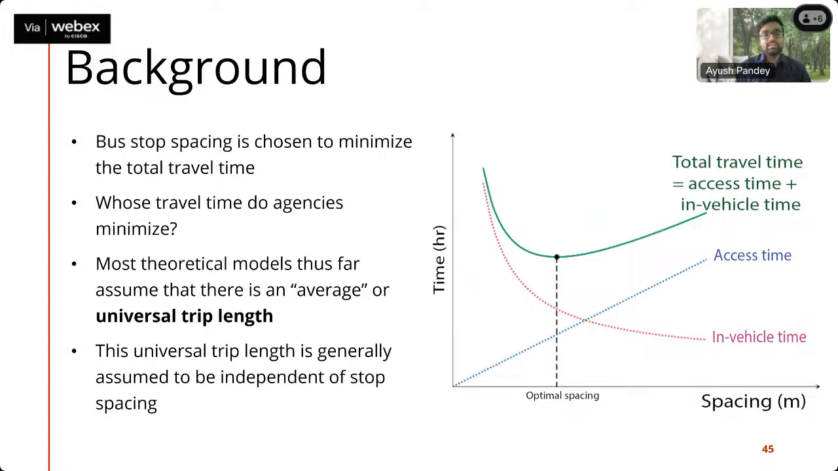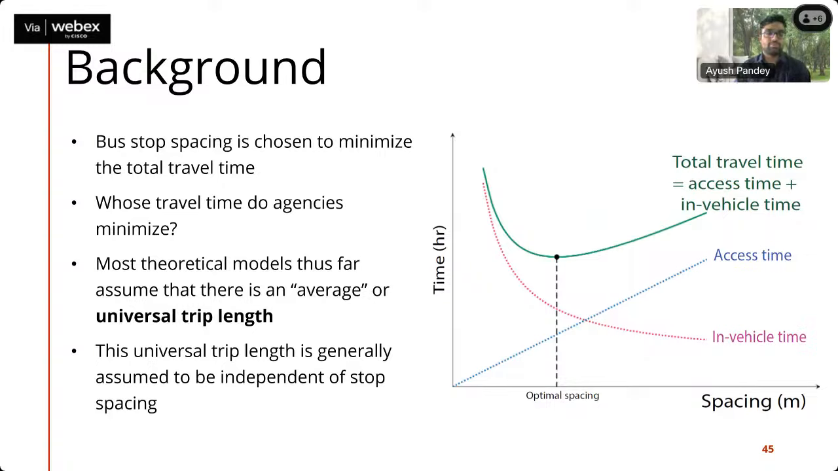So anytime you're trying to design stop spacing for a certain route, you seek to minimize the total travel time, which is going to be the sum of your access time, the time it takes for you to get to a bus stop, and your in-vehicle time. But whose total time is usually minimized? What's done in most models is that some average trip length or some universal trip length is considered, and the total time for those trip lengths is minimized. The assumption baked in there is that the universal or average trip length doesn't really change if you change stop spacings.